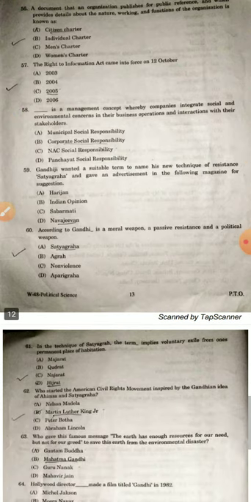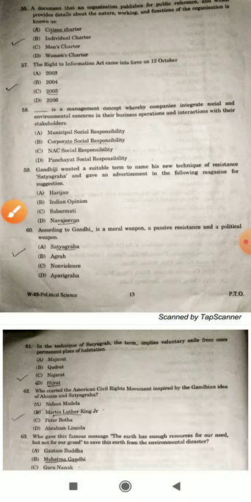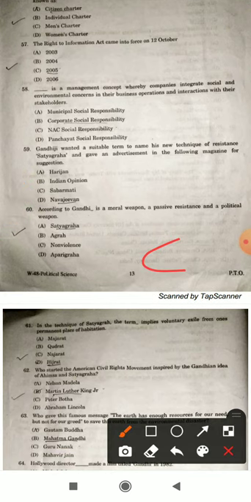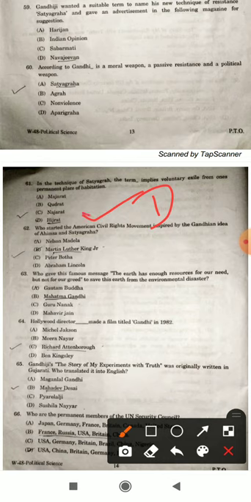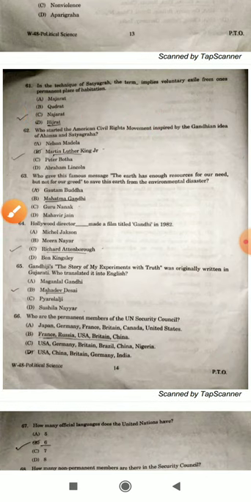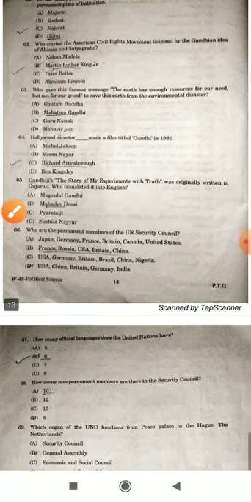Question number 60. According to Gandhi, what is a moral weapon, a passive resistance and a political weapon? Answer is C, non-violence. Question number 61. In the technique of Satyagraha, the term implies a voluntary exile from one's permanent place of habitation. Answer is D. Hijrat. Question number 62. Who started the American civil rights movement inspired by the Gandhian idea of Ahimsa and Satyagraha? Answer is B. Martin Luther King Jr.